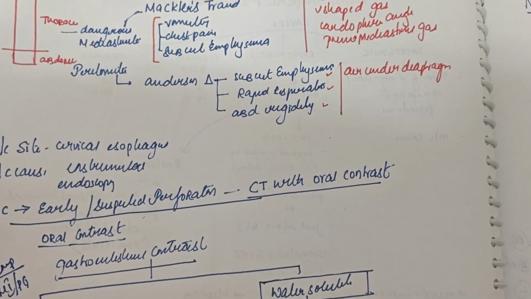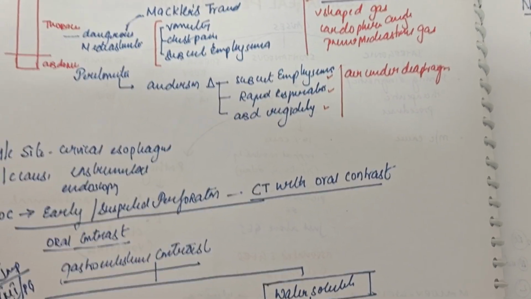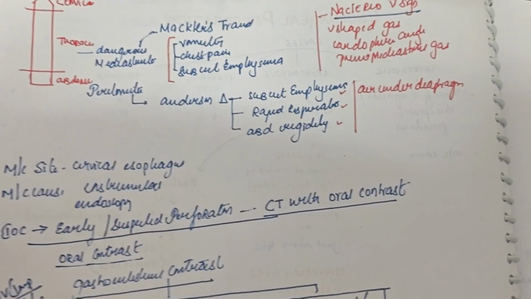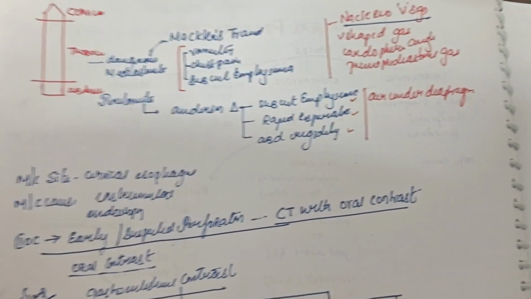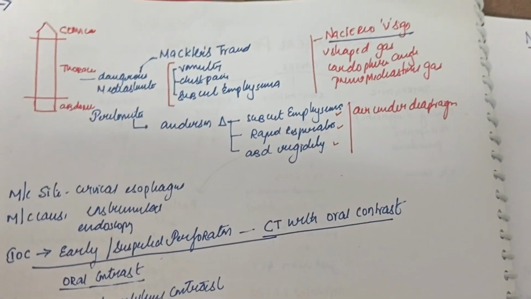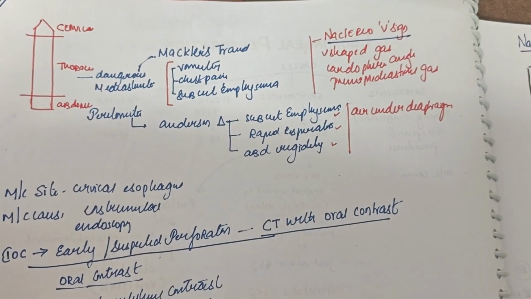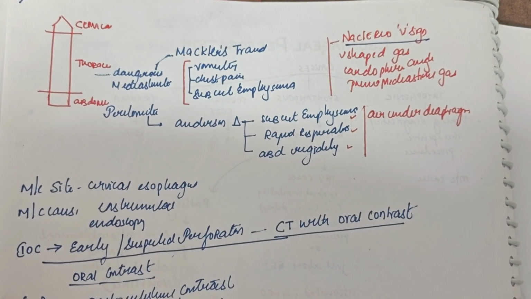Now, what is the X-ray finding here? The X-ray finding in peritonitis is air under the diaphragm. So these are the two basic points which you have to understand. One is McLeod's, next is Anderson.